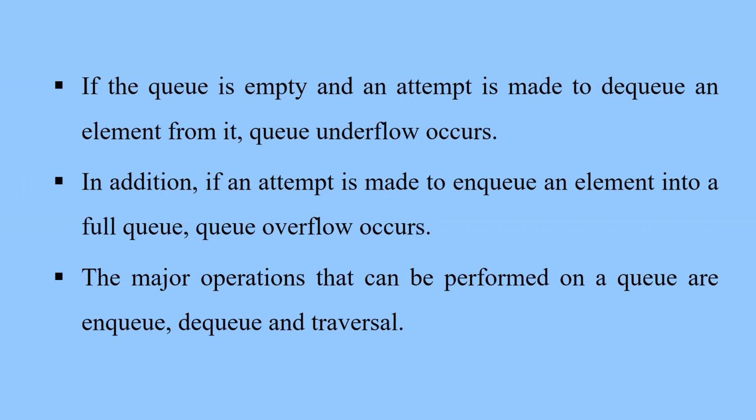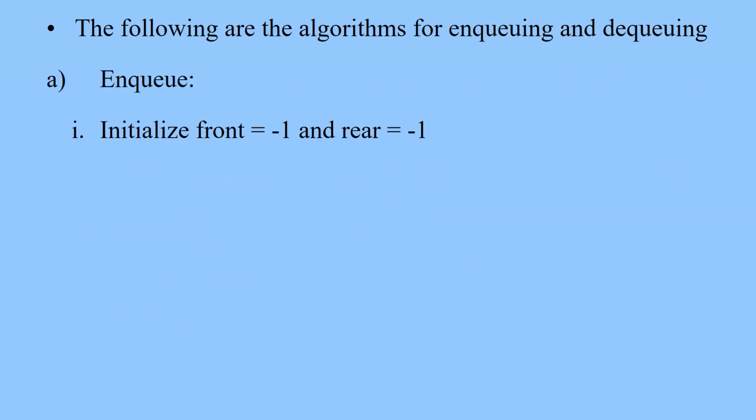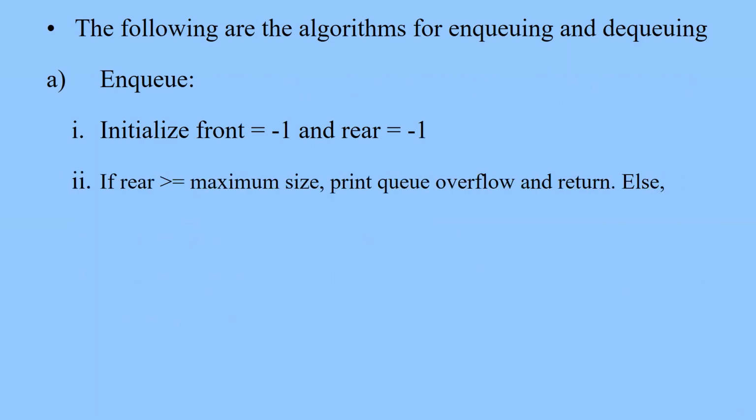The major operations that can be performed on a queue are the enqueue, then dequeue, and the traversal. The following are the algorithms for enqueuing and dequeuing. To enqueue, first, initialize the front with -1 and the rear with -1. If the rear is greater than or equal to maximum size, print the queue overflow and return. Otherwise, set the rear to rear + 1. In other words, increment rear by 1.